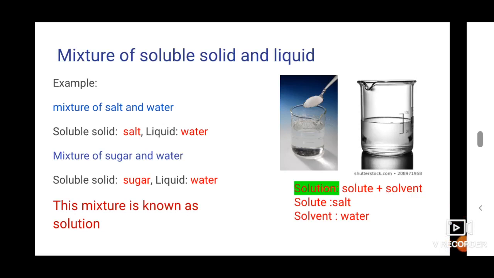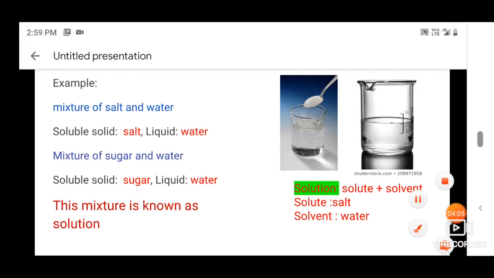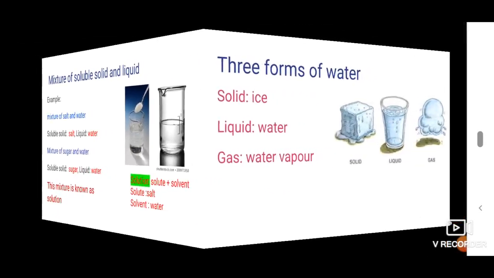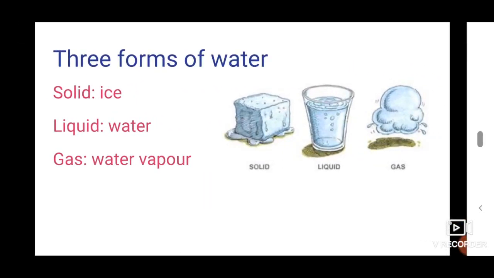So in the evaporation process, water plays an important role. Let us see the role of water. We all know that water exists in three forms: solid, liquid and gas. Solid form, for example, ice. Liquid form, water. Gas, water vapor. These three forms are interchangeable. For example, we convert water into water vapor by heating.